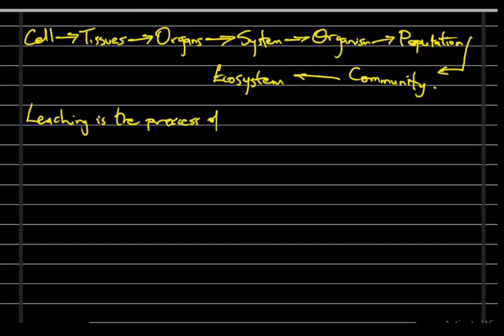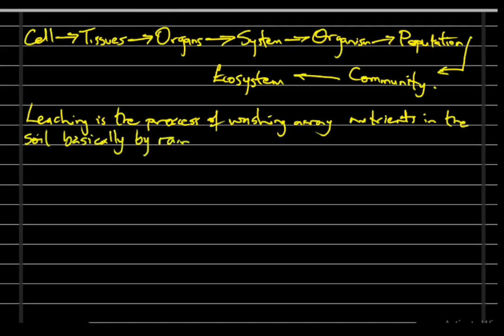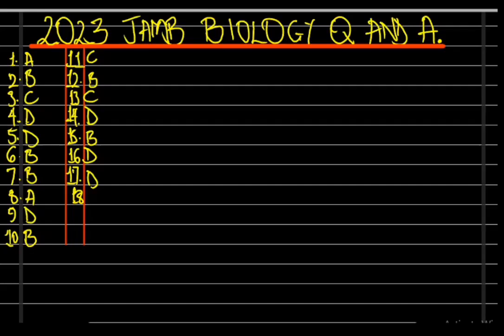Leaching is the process of washing away nutrients in the soil, basically by rain or by water. Now, this happens majorly in the tropical regions where there is heavy rainfall, and it can lead to depletion of nutrients in the soil, and that makes the soil less fertile. So option B is our answer. Option B. And then we move to question 19.